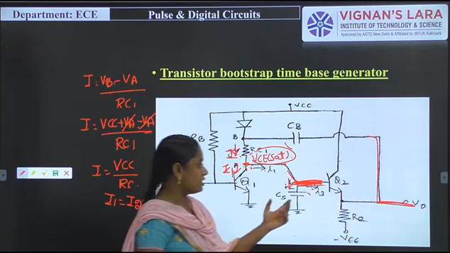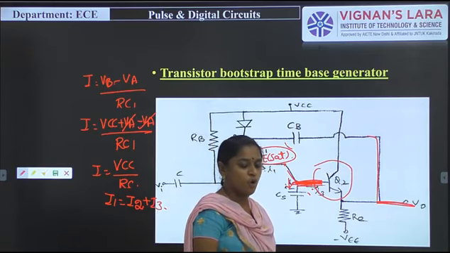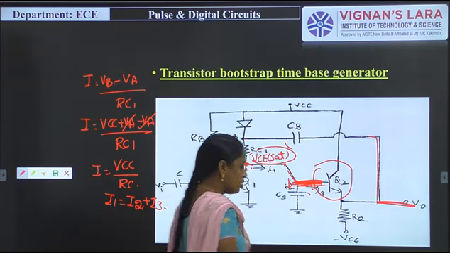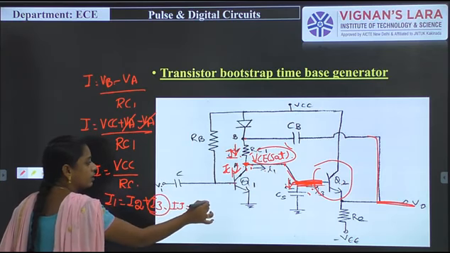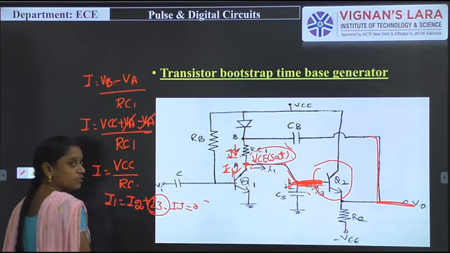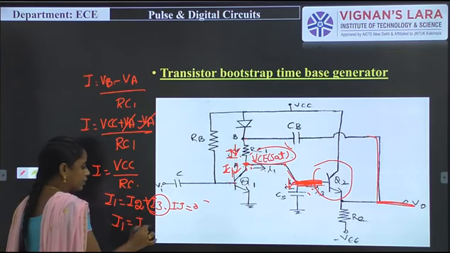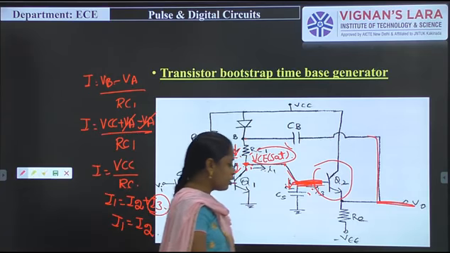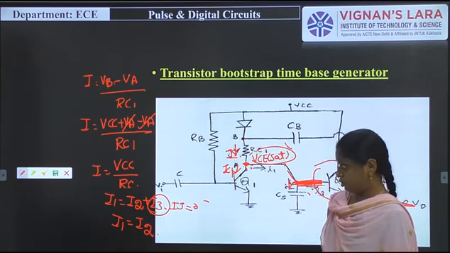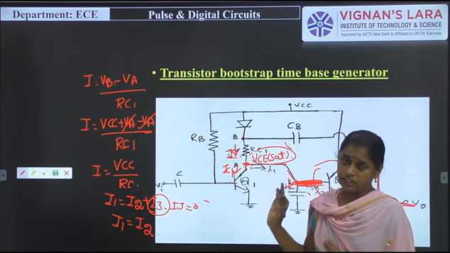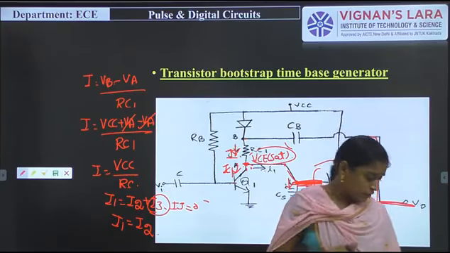Why? Because here I am using an emitter follower circuit, and for an emitter follower circuit the input resistance will be high. For that, I3 will be 0. That is why I am representing it like this: I3 is equal to 0. Because the emitter follower has the highest input resistance, I1 is equal to I2 at that particular time. So here the I2 will be constant. Our major point is that a constant current is flowing through this circuit, and then the output will be like this.